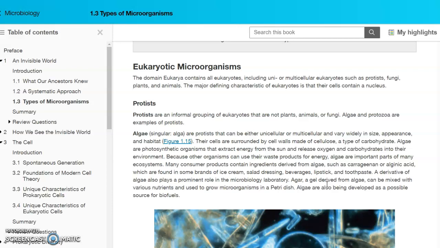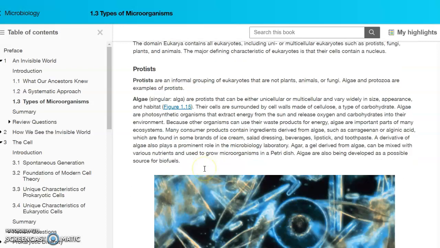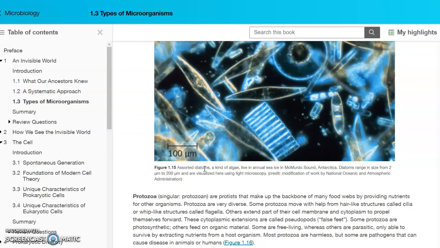Algae, typically we find in aquatic habitats. They serve as the basis for food webs and food chains throughout the world. And algae are also commercially important. We use them in shampoos and conditioners and food. The growth media that we use, nutrient agar, is derived from a particular type of algae. So, algae are environmentally important.